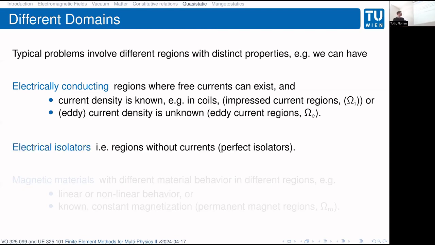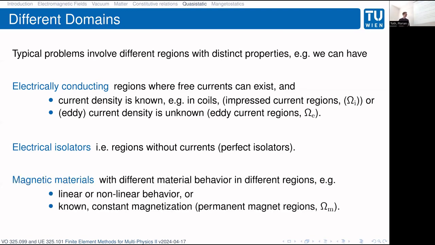Then you can have electrical isolators. They only have the magnetic material behavior and the conductivity set to 0. So this would be a special case of an eddy current region with 0 conductivity. And you have the magnetic materials that have different properties than the free space permeability. So you can have linear or non-linear behavior, or you can have a constant magnetization, for example, in permanent magnets.